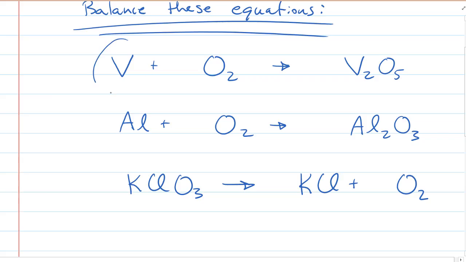Probably the V. This is the simplest. So if we leave V to last, that means we should balance the oxygen. So we see there's 2 here and 5 here. Least common multiple of 5 and 2 is 10. So how do we make 10 oxygens here? And to make 10 on the other side, put a 2. Once we put that in front of there, then we need to balance the V's by putting a 4 out front.